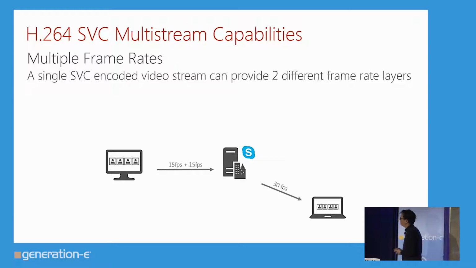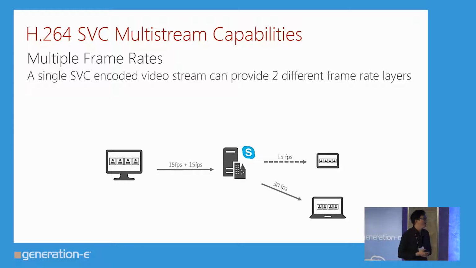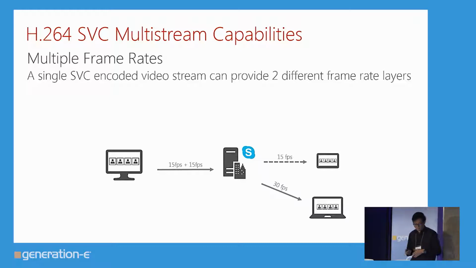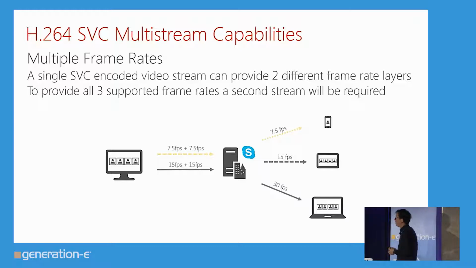So now if someone joins the same meeting using a tablet and is asking for 15 frames per second, the sending client doesn't have to encode an additional layer. It just uses the existing 15 frames plus 15 frames layers and sends half of it to the tablet. So it cuts down on the need to encode additional streams, and it's a saving on CPU on the sending client side, because it's only sending 2 frame rates per stream. So if a mobile device were to join and it's asking for 7.5 frames per second, the sending client will have to encode another frame rate, which is 7.5 frames per second.